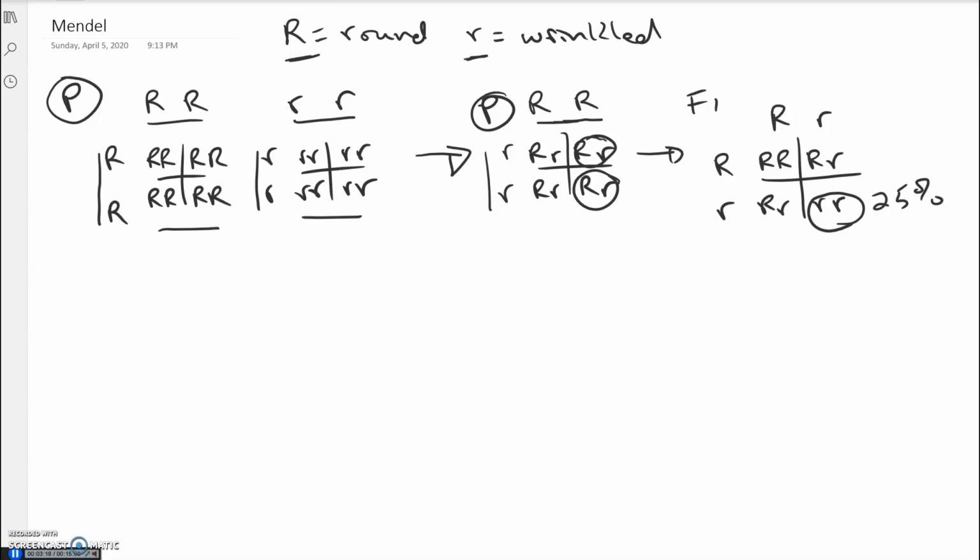Now, looking at the offspring here, that little r is recessive homozygous. This is dominant homozygous, but these 2 offspring here are heterozygous, like their parents. So the offspring will end up being pretty different as you go along here.